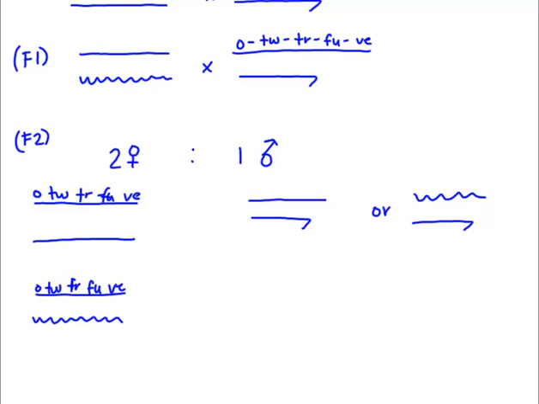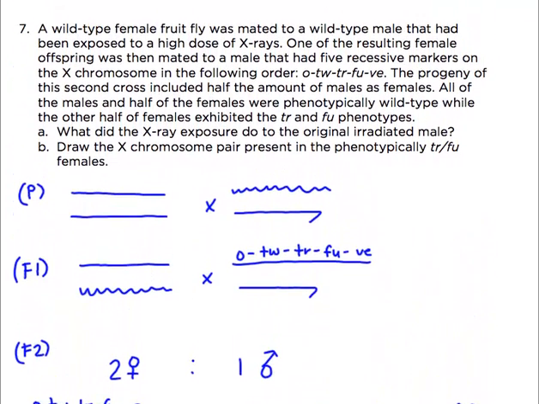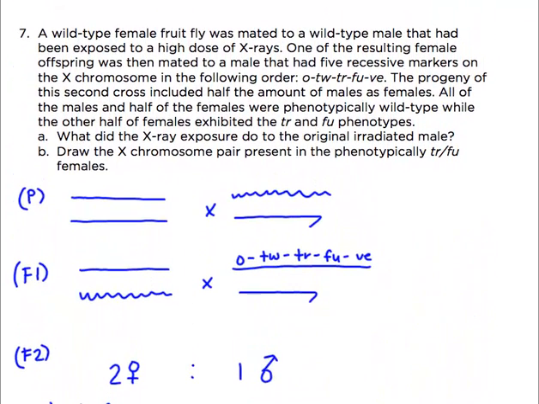However, it's saying that there are twice as many females as there are males. So we're going to assume that one of these male options actually dies off, because irradiation through X-rays can cause mutations. We're going to assume that these males didn't make it. They had lethal genes. So let's continue.